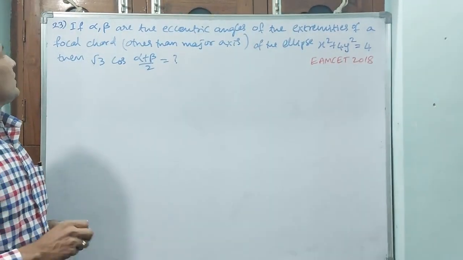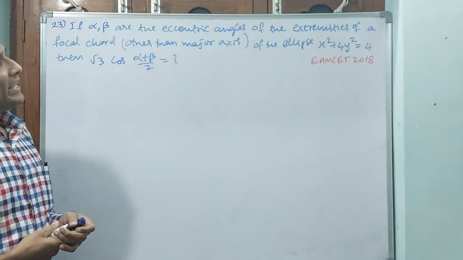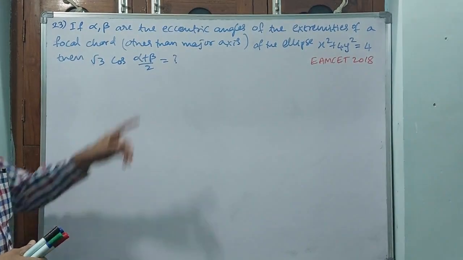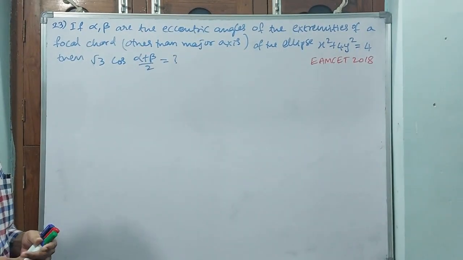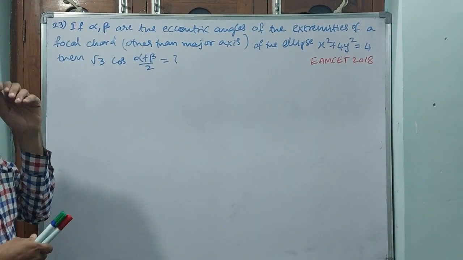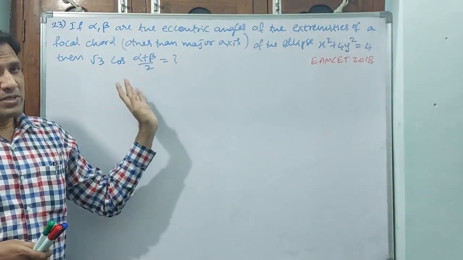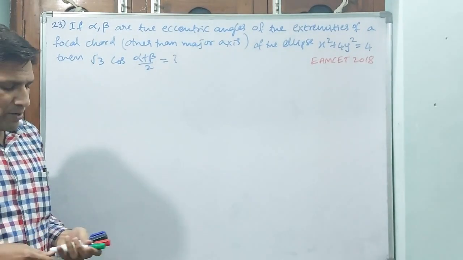Okay, let us go for the next question. See, 23rd question. If alpha, beta are the eccentric angles of the extremes of a focal chord of an ellipse, that ellipse they have given is x square plus 4y square is equal to 4. That we will make in standard form. Then they are asking how much root 3 times cos of (alpha plus beta) is equal to. You see, directly you don't get this, so you have to go inside, then only you are able to understand this.